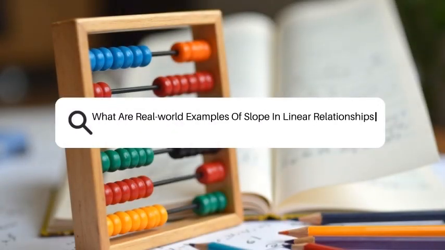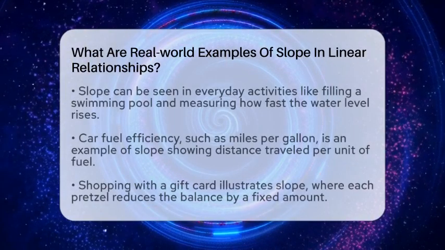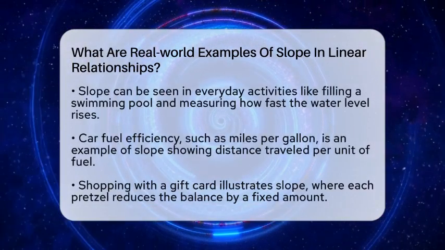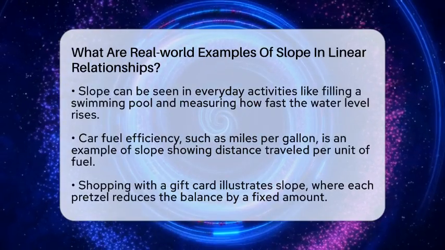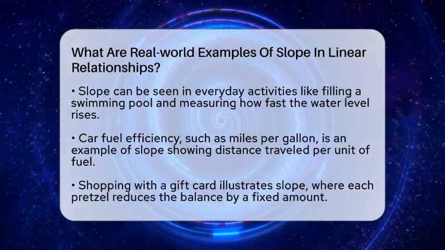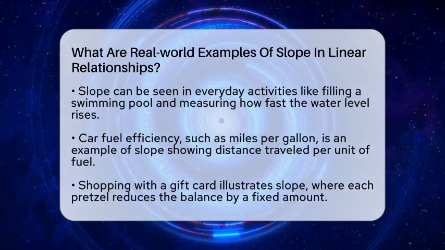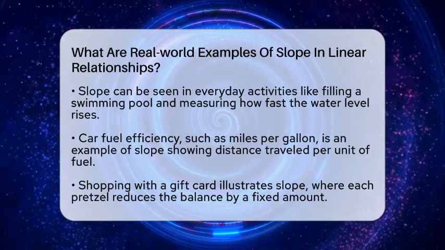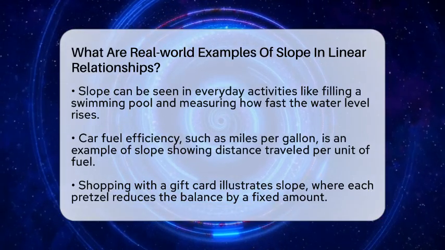What are real-world examples of slope in linear relationships? Imagine you're filling a swimming pool and want to know how fast the water level rises as you add water. The rate at which the water level increases is a perfect example of slope in a real-world situation.